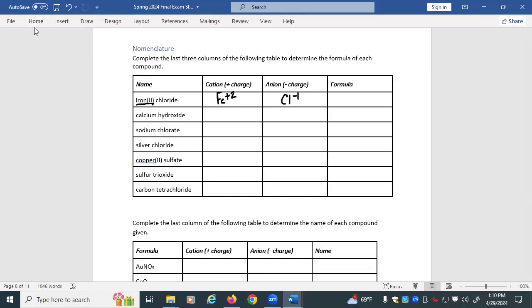When it's not equal, I need to do the crisscross, where the charges become the subscripts. So I need 1 iron from the -1 charge, and I need 2 chlorines from the positive 2 charge. The formula for iron 2 chloride is FeCl2.